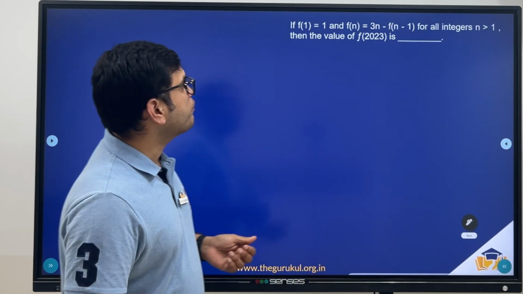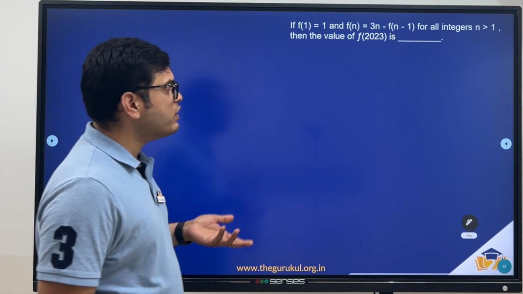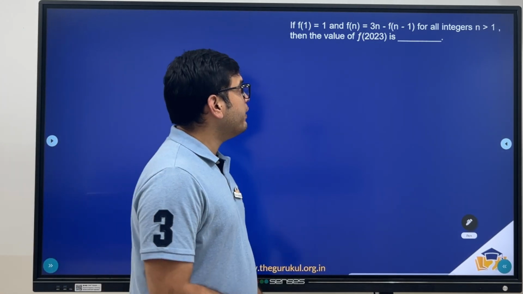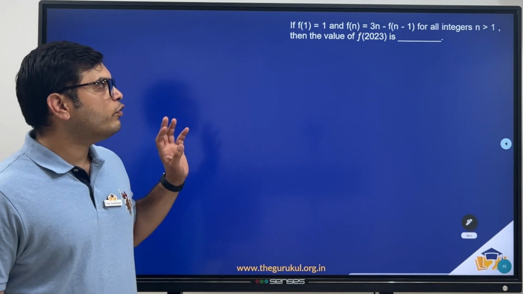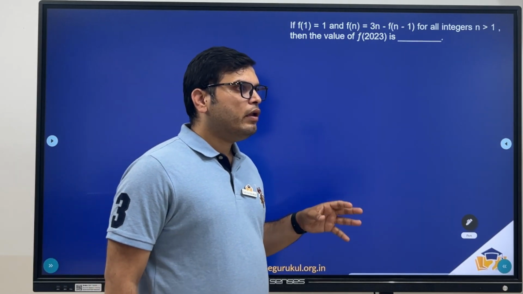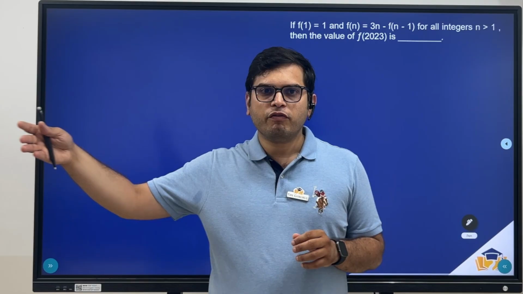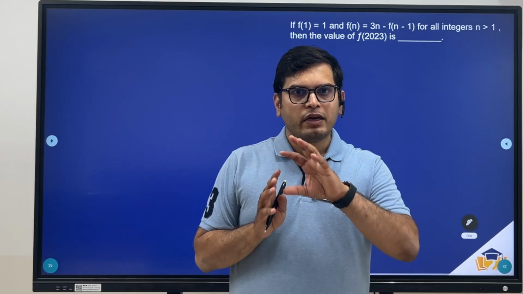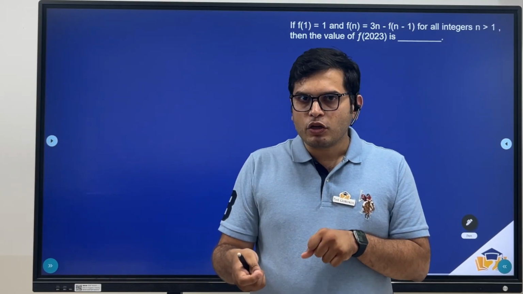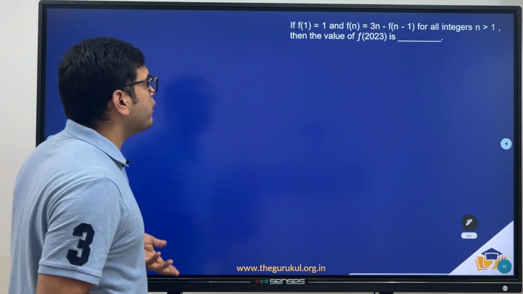Now coming to the next question, f of 1 is equal to 1 and f of n is equal to 3n minus f of n minus 1 for all integers n greater than 1, then the value of f of 2023 is? So the question setter does not want you to list down all the values starting from f of 1, f of 2, f of 3. So you need to understand a pattern and you need to apply that logic to find the value of f of 2023. Now let's try understanding that pattern.